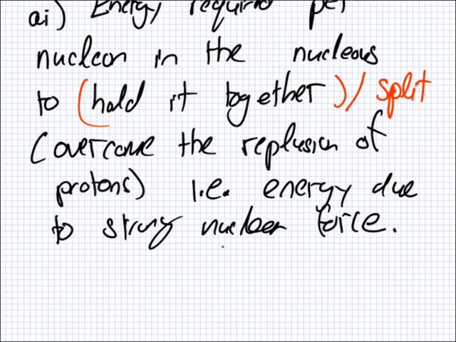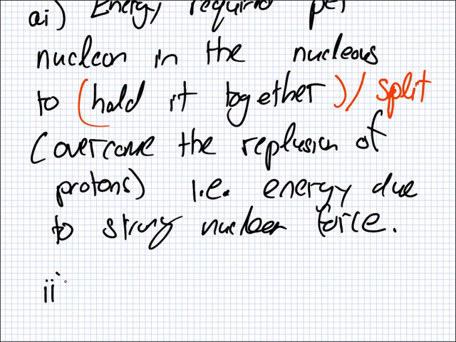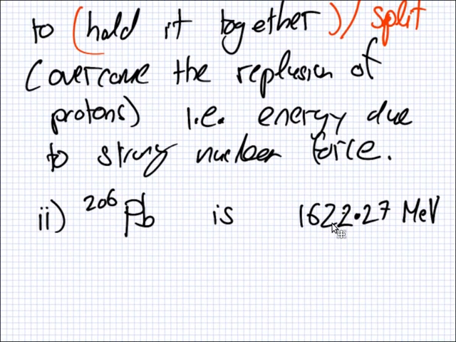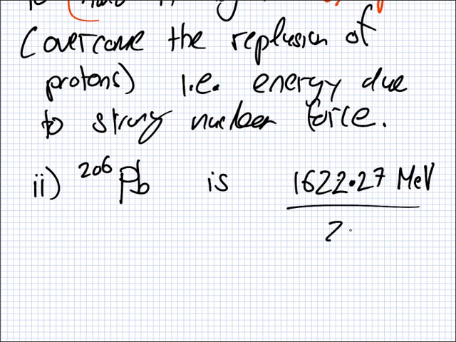Right, what's next, Matt? The binding energy of a nucleus of lead 206 is 1622.27 mega electron volts. Determine the binding energy per nucleon for lead 206. Just divide by 206. This is the total binding energy, and they ask for the binding energy per nucleon. So divide by 206.